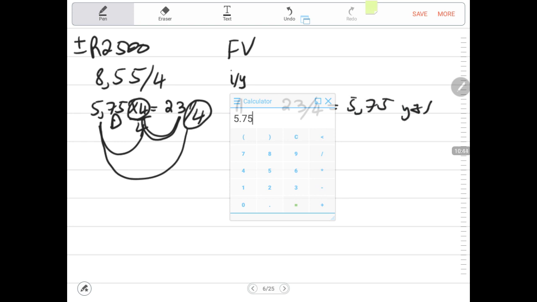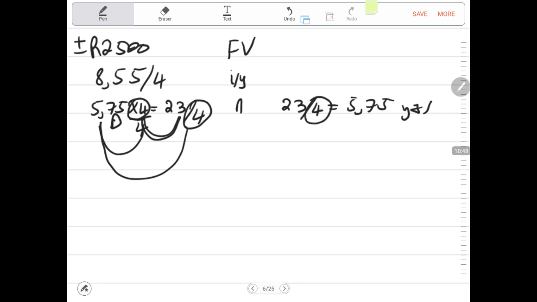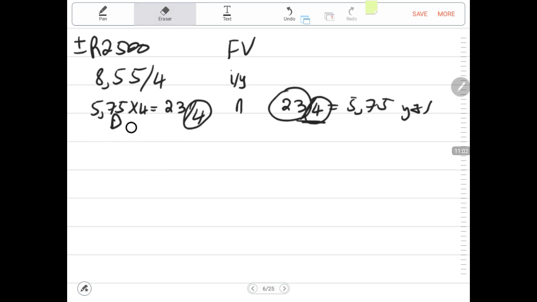23 divided by 4 will give us 5.75 years. And please take note of the fact that we divided by the number of compounds in a year, because there's a question later on that will require us to calculate n, and when we calculate our n, it will give us this 23. Then now we need to work backwards and calculate the number of years that the investment was invested for. And I want to leave this as it is because I will need it later on in my calculations.